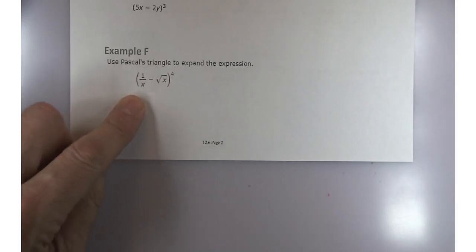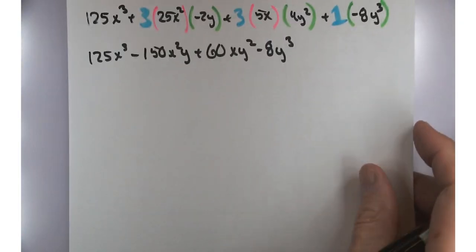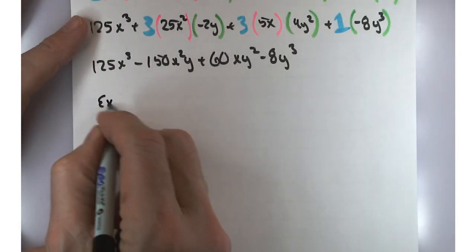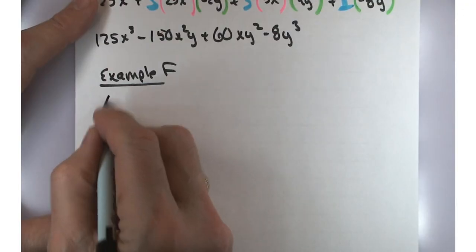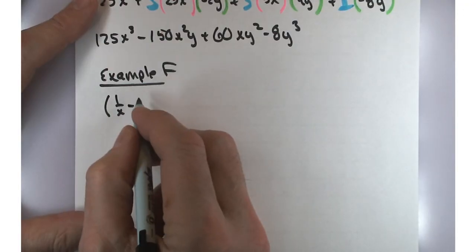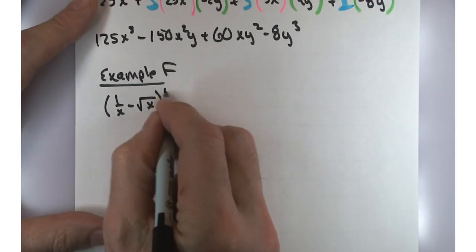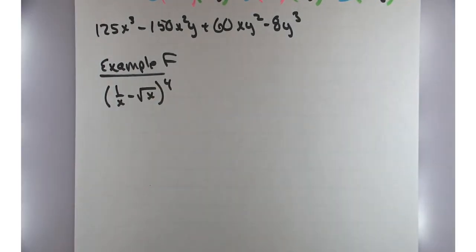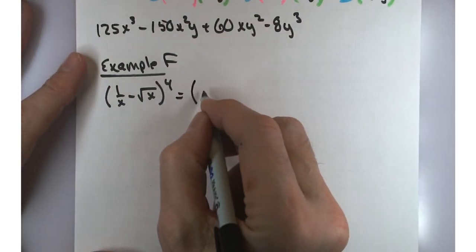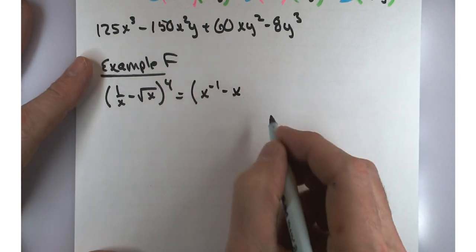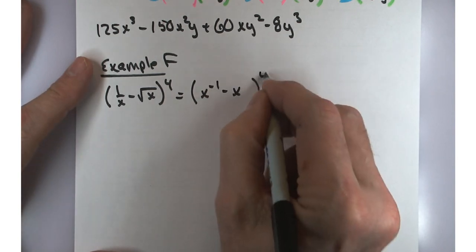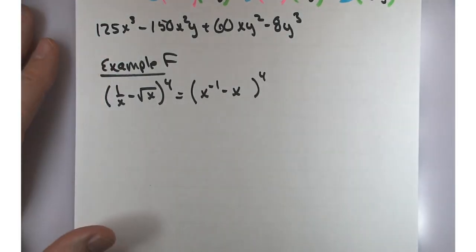So let's carefully do this one out. Example F. 1 over x minus square root of x to the 4th. I'm going to make a suggestion that we start this out by rewriting it as x to the negative first and x to some power. What would that power be? To the 1/2. Good.